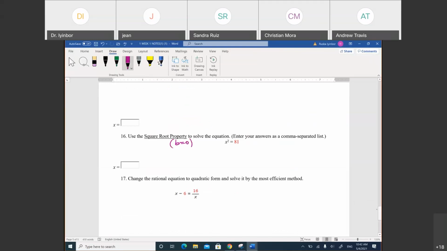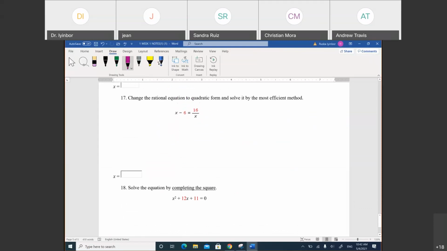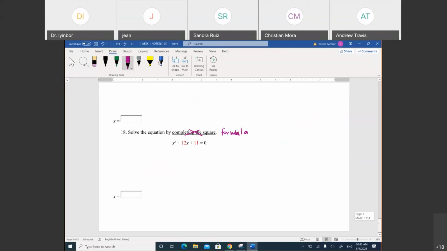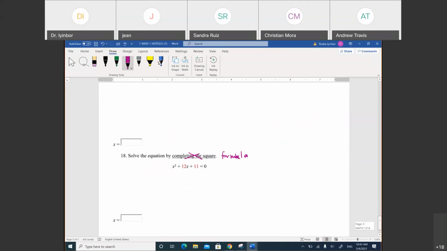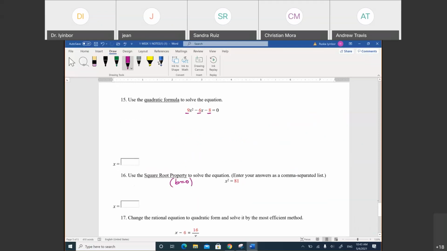Now, the next equations you have are fractions. This one says quadratic, so we're going to solve it using the quadratic formula, and I'll show you that. The next one says completing the square. Don't do that. Use the formula. I'll show you the quadratic formula, and that's it. So don't use completing the square, it's a long method. So let's go ahead and start doing method by method.